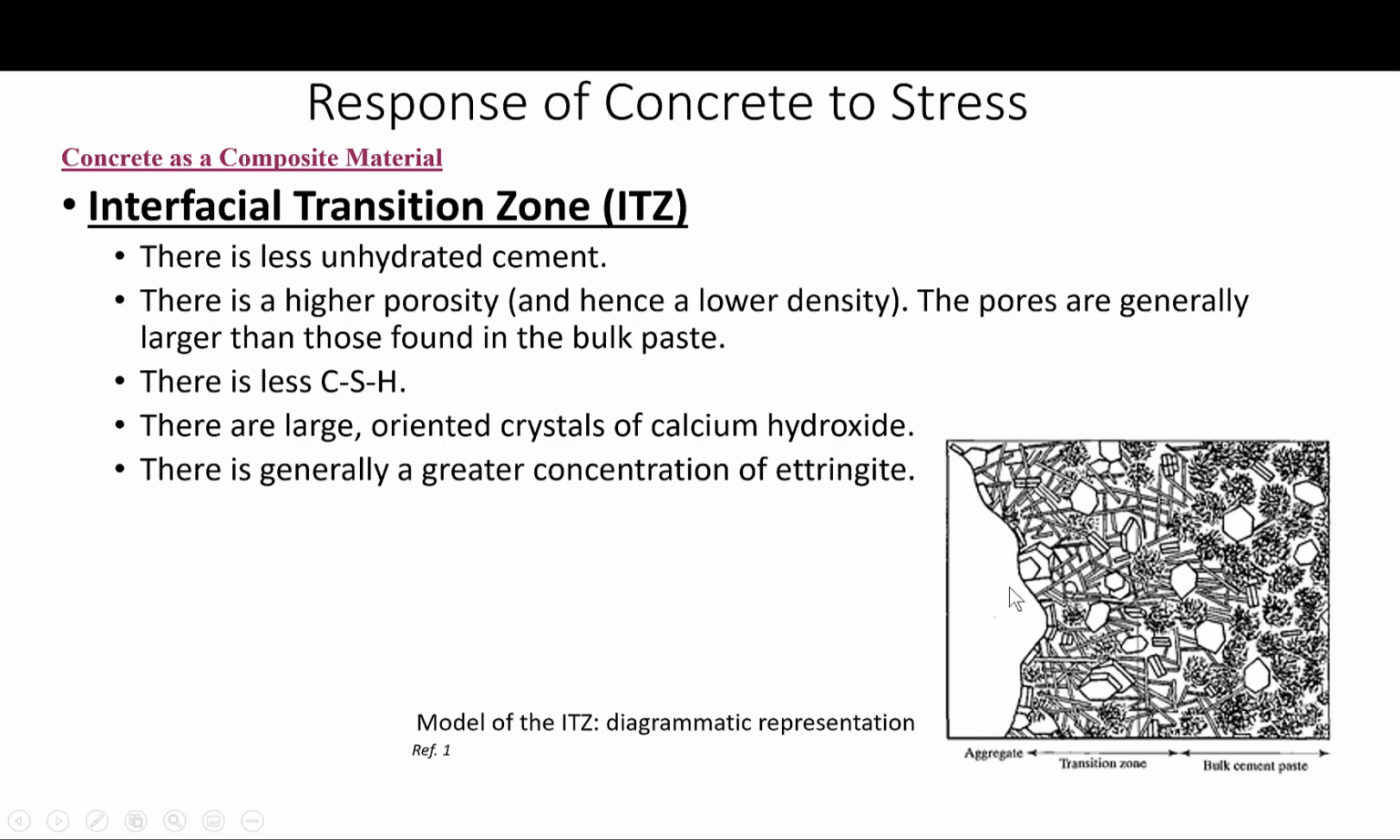As you can see here, this is just a schematic. This is the aggregate particle, this is the bulk paste, and this is the area referred to as the transition zone. It's represented to be less dense than that of the bulk paste.